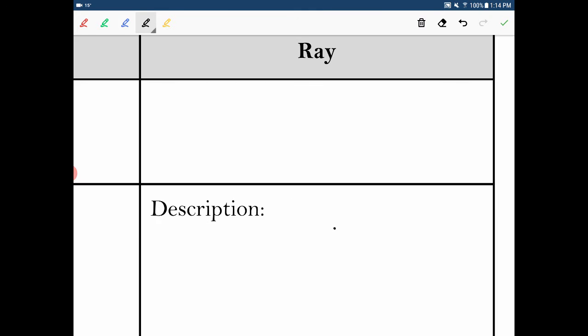So next we go on to ray. So a ray has a beginning but no end. All right, it has one endpoint and then extends infinitely in one direction.